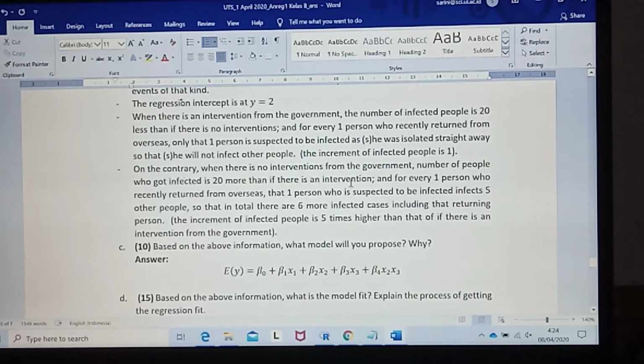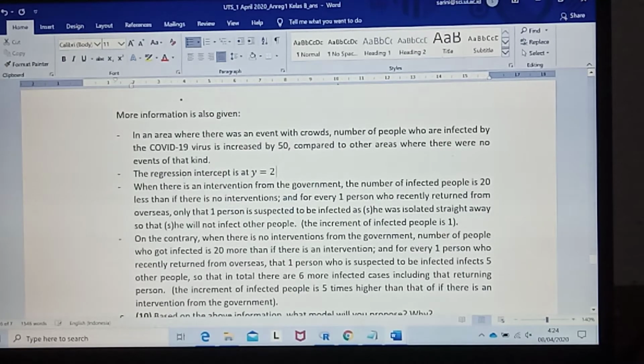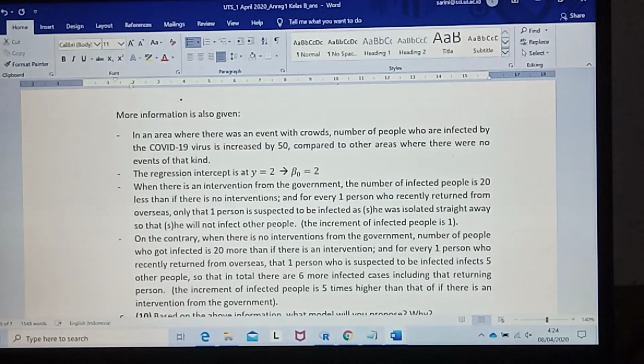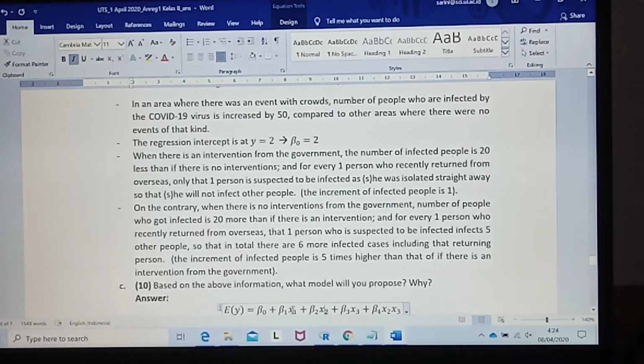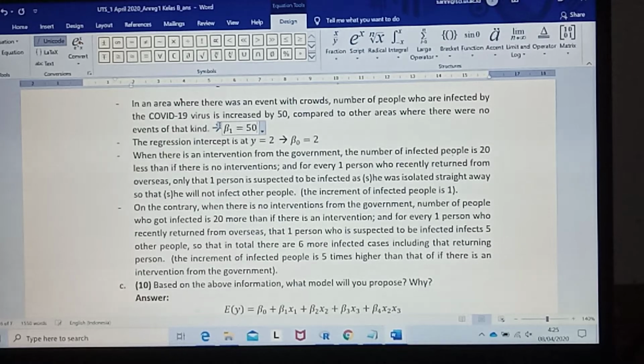And now, what is the model fit? If you are asked the model fit, it means you are asked what is the value of beta naught, beta 1 and beta 4. Just look at this story again. In the area, we can say that the regression intercept is at y equals 2. It means that we have beta naught equals 2. Then when there was an event with crowds, the number of infected people is increased by 50. It means that when x1 equals 1, y is 50 more than when x1 equals 0. So from this information we have that beta 1 equals 50.